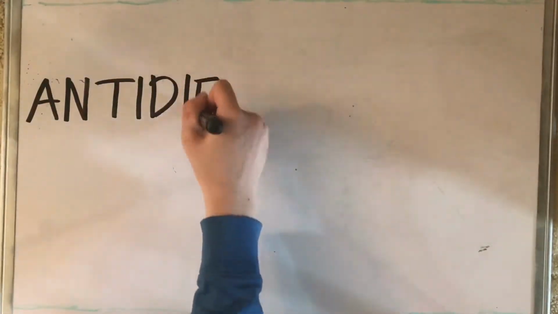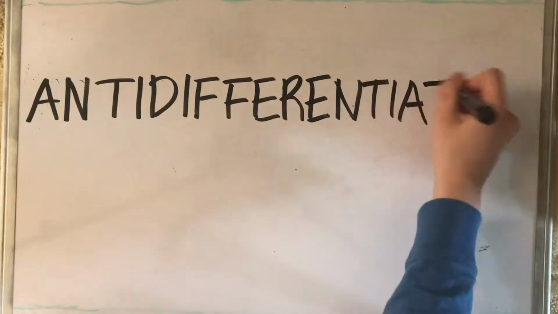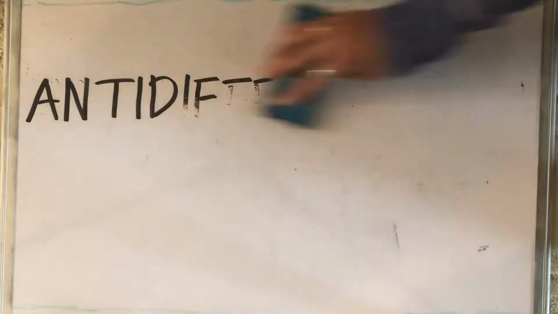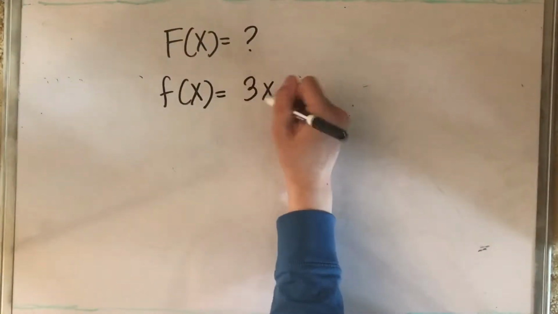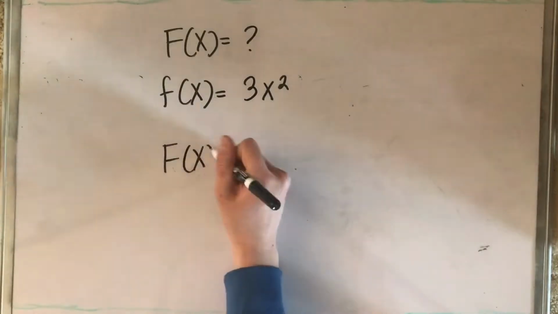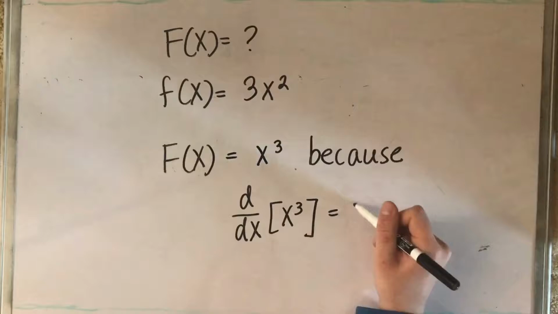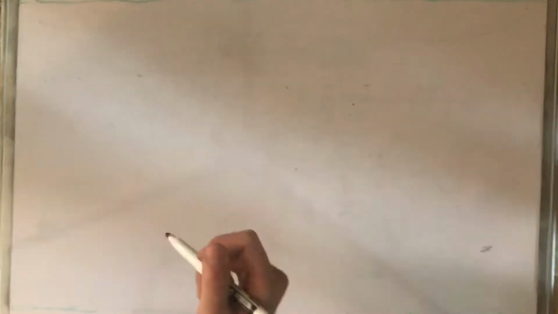So you've already learned about differentiation in Chapter 3, but we're here to talk to you about antidifferentiation, which is Chapter 4. You will now know what the squiggly sign is all about. Let's review. If you were asked to find a function F whose derivative is f of x equals 3x squared, you would probably say that F of x equals x cubed because d over dx of x cubed equals 3x squared.